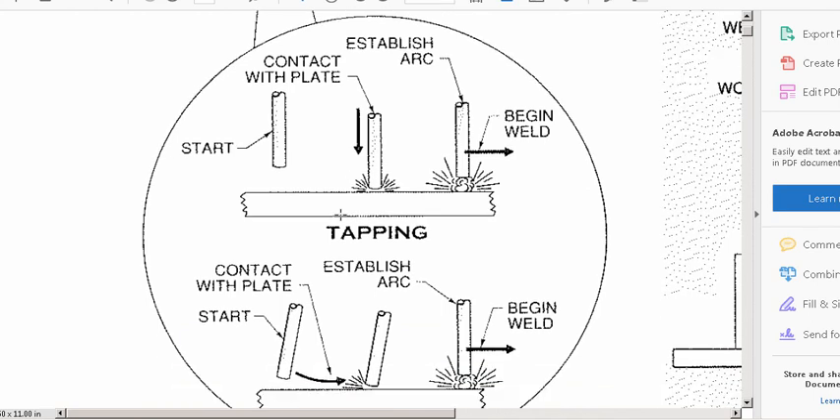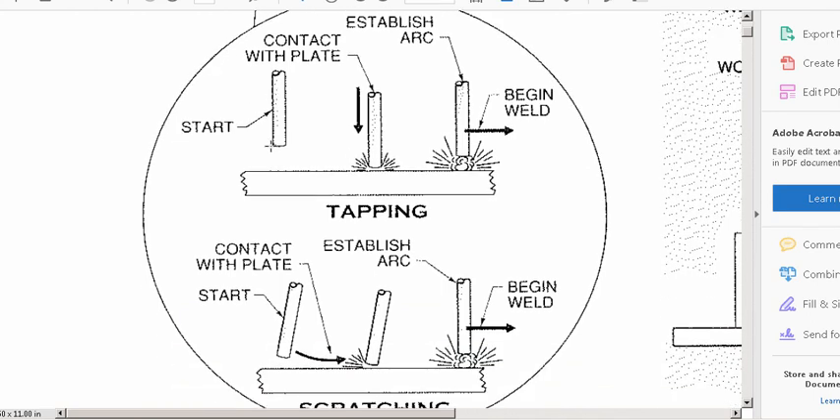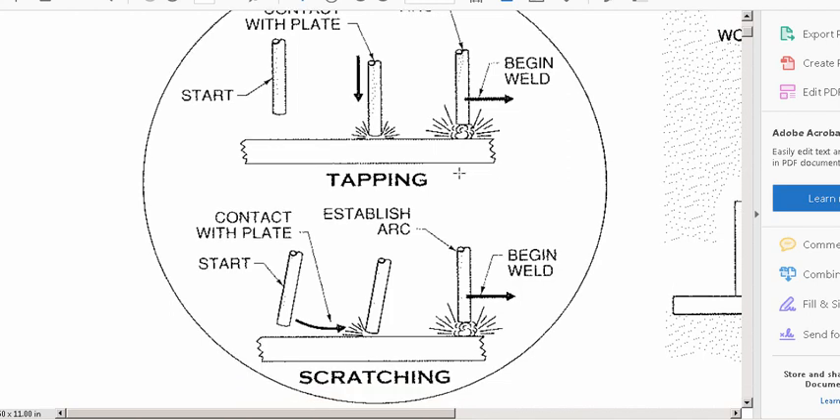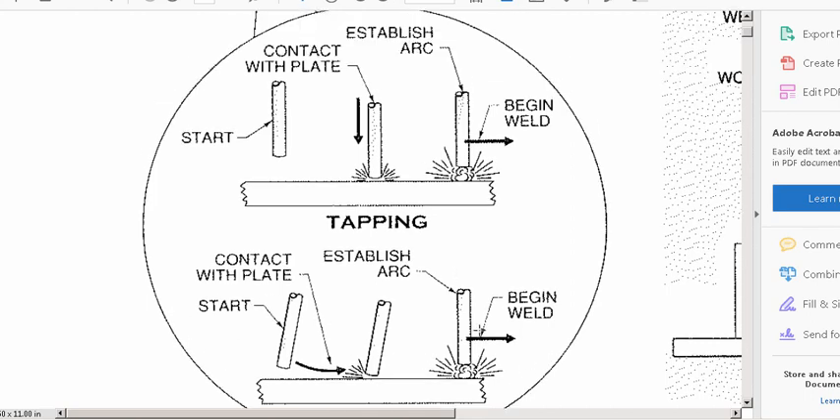So we start off. Here's our electrode coming down. We tap it to create and establish the arc and then begin the weld. You can see the shielding effect occurring at this point. So it's the tapping, and then you get going. There's a scratching process too, where instead of doing the straight up and down maneuver, you're doing more of a sway, or more of a scratch, and you establish the arc and you keep on going. Everyone learns this by doing it, the hand actions and that sort of thing.